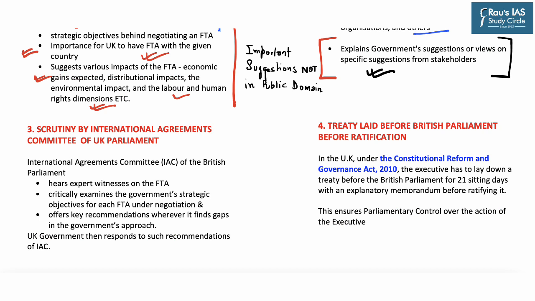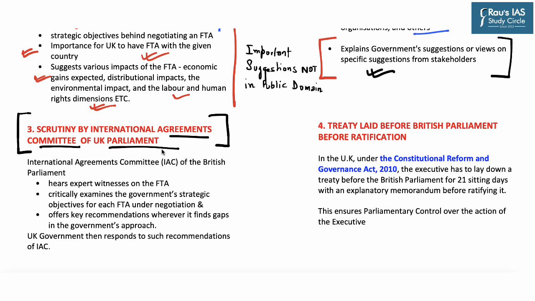The third important step which takes place in the UK is proper scrutiny of the FTA by the UK Parliament, or the Parliament of the United Kingdom. So the third point is scrutiny by the International Agreements Committee of the UK Parliament. Just like in India, we have various parliamentary committees and department-related parliamentary committees, the Parliament of the UK has a specific committee to look into international agreements, known as the International Agreements Committee, referred to here as IAC.